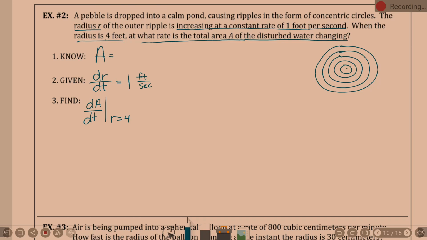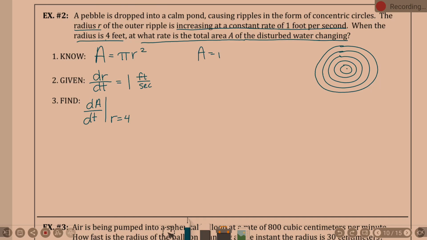We can't find the exact area. Okay, so we know the area formula. It involves the radius. And here's your clue, guys. We're given dr dt. We have to find dA dt. Does this formula involve A and r? It does. Okay, so we're going to take that formula.